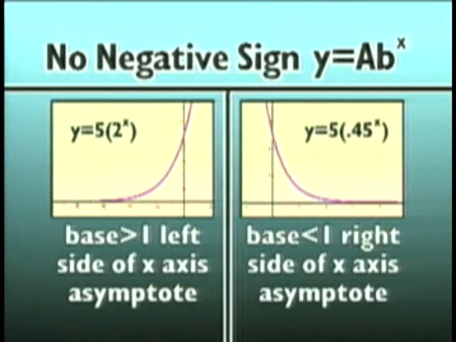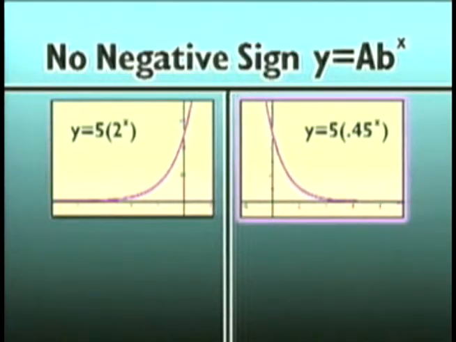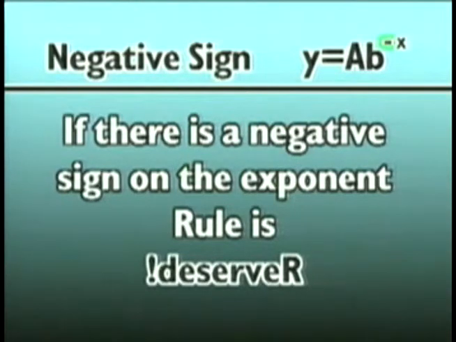Tracing the graph from left to right, the curve is sloping downhill when the base is less than 1 and uphill when it's greater than 1. This is what happens for y equals 5 times 2 to the x and y equals 5 times 0.45 to the x. If there is a negative sign in the exponent, the rule is reversed.